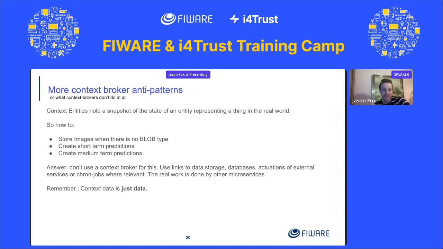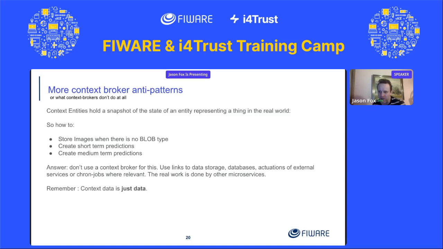Other context broker anti-patterns. Don't do this. Context brokers hold a snapshot of the real world. So you can't store images. You can't store, you know, what's going to happen next. What's going to happen in 5 minutes? Is it likely that my car park is going to be full? You can't do that directly with a context broker.